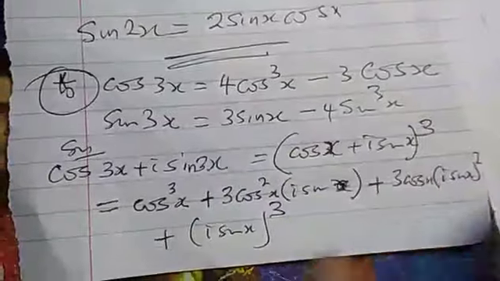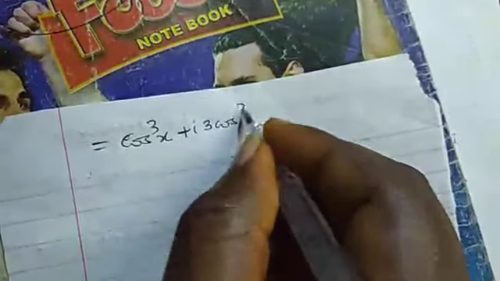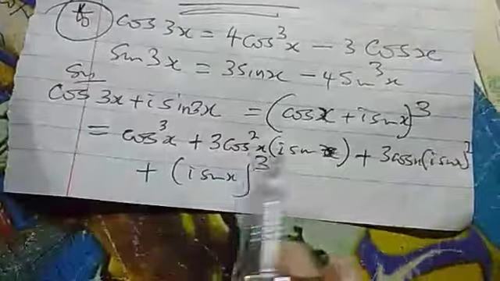And the last one is i sine s all cubed. Now we need to expand from this place. So this will be equal to cos cubed s. Let's bring the i out, plus i times 3 cos squared s sine s. That is for this one.